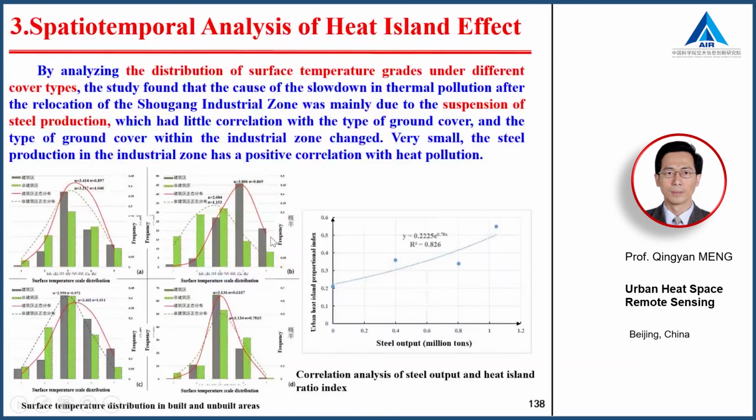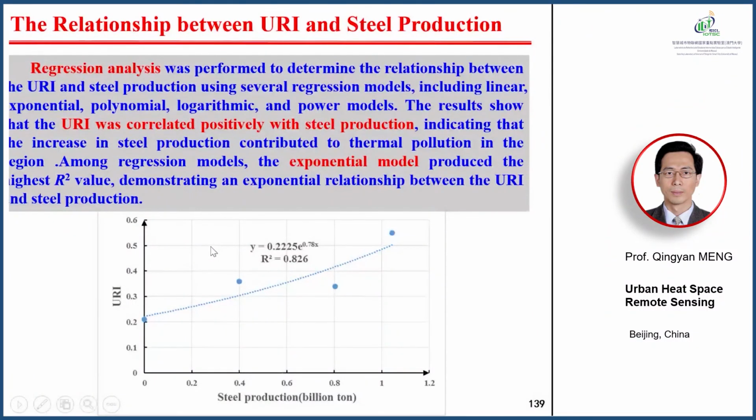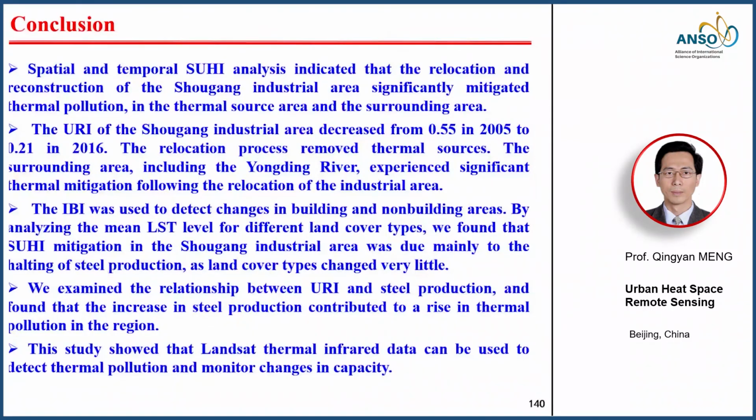Also, if we have the production data, we can analyze the correlation between the surface temperature grading level and the production forecasting. This is some regression analysis. Even though it is not very profound because of the limitation of the production data, more work can be done based on it. So the spatial and temporal surface urban heat island analysis indicates that the relocation and restriction of the industrial area can mitigate thermal pollution.